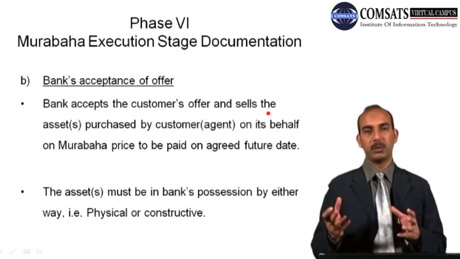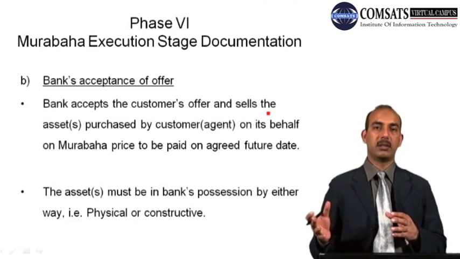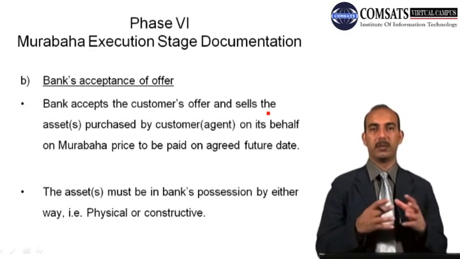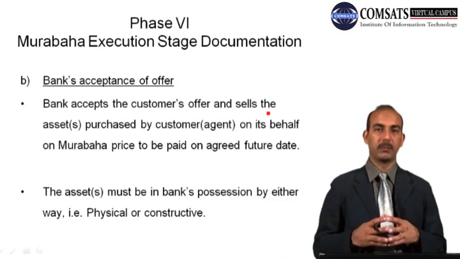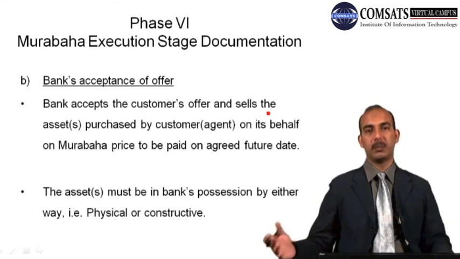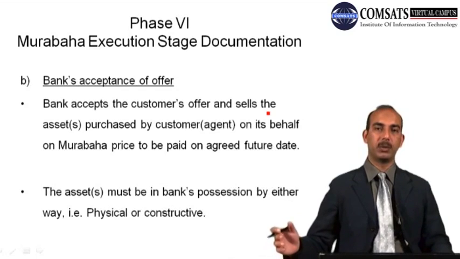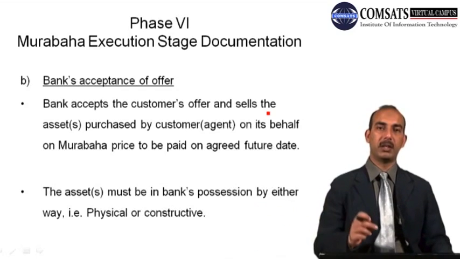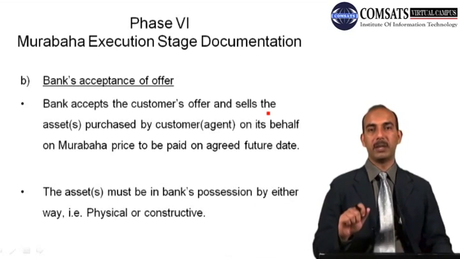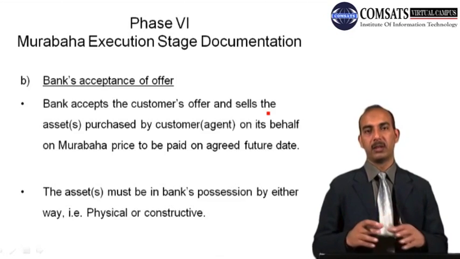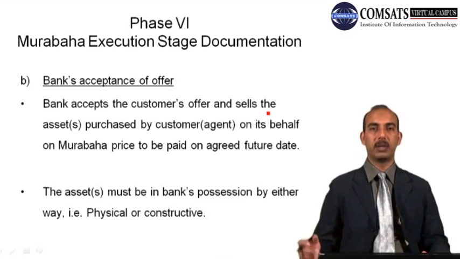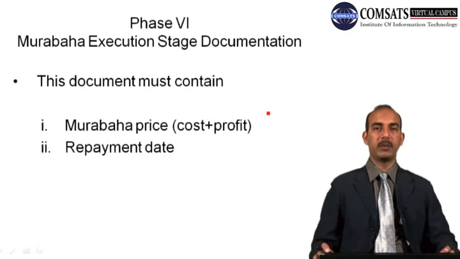Suppose the client purchases the asset and takes the asset to the bank's warehouse or the bank's vicinity, and the bank takes the possession of that particular asset. If the client takes the asset to its own place, then the constructive possession will not remain with the client. Suppose if it is a car, the keys would remain in the possession of the bank. It means the bank has the constructive possession. It may be a physical possession or it may be a constructive possession. So in that case, the bank can have a valid Murabaha transaction. And this document will also contain the Murabaha price and the repayment date.